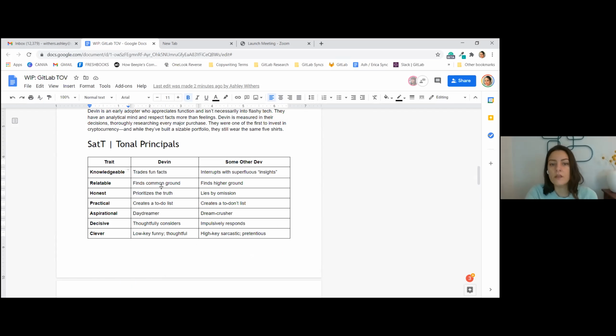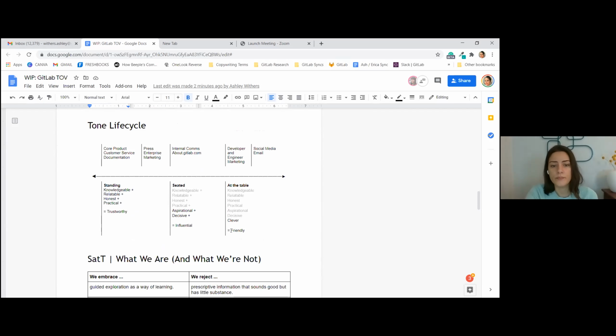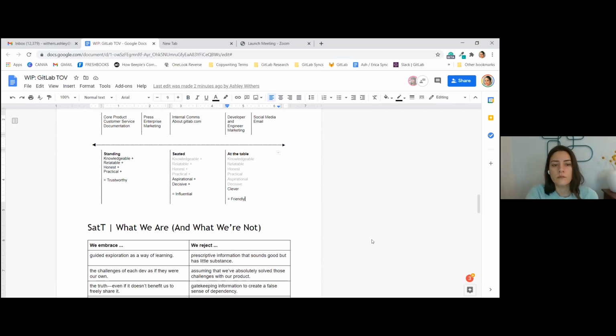Can we actually go back to that view for just one second? Yeah. I want to make sure I understand. The words that are really light gray, is that saying these different categories build on each other? So seated includes those, but also aspirational. Yes. Okay. Exactly.